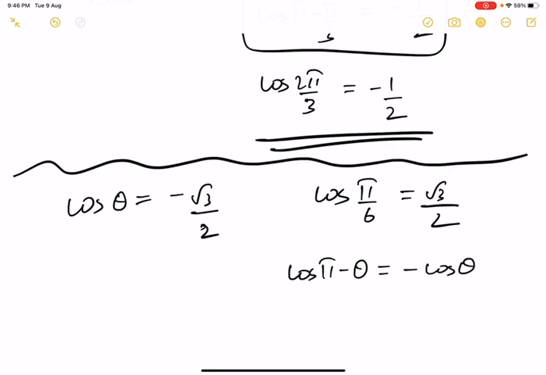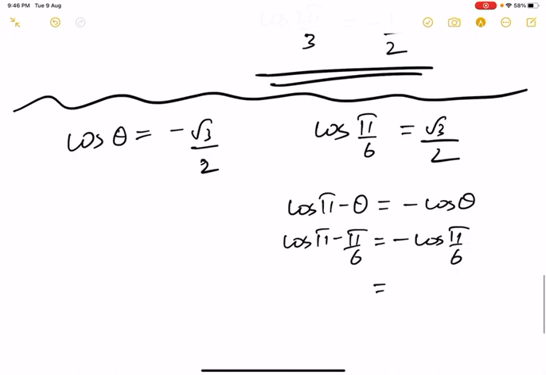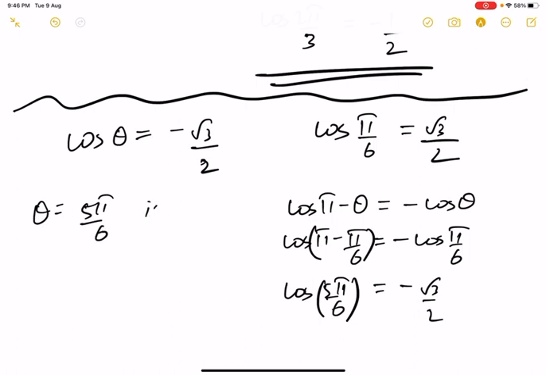So now you take theta as pi by 6. So cos of pi minus pi by 6 is equal to negative cos of pi by 6. Now what is negative cos of pi by 6? This is negative root 3 by 2. And what is pi minus pi by 6? This is 5 pi by 6. So can I say theta is equal to 5 pi by 6 is a solution?